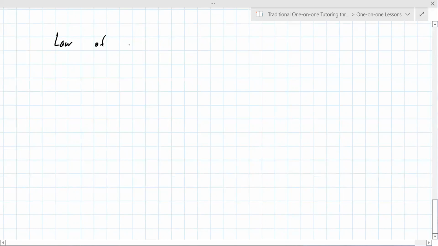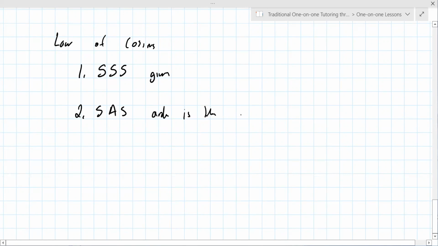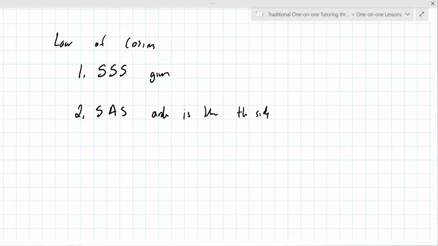So I think law of cosines is a little bit straightforward in terms of what you're looking for. You're either looking for all three sides are given, or you're looking for a side where the angle is between the sides. Okay, so let's look at a side case.